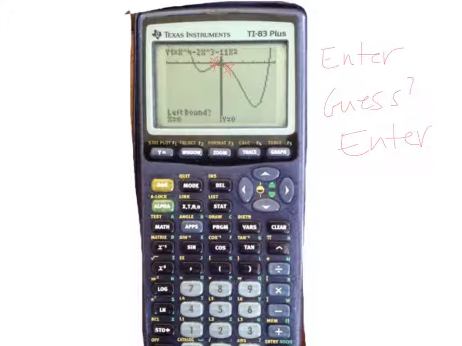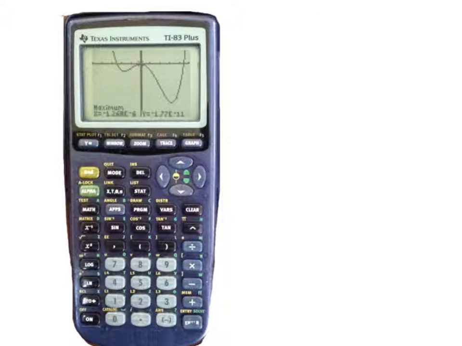To the right of the highest point, enter. Guess, enter. And it gives us a maximum that looks like this with these E's in it. On the graphing calculator, when you see an E, that means scientific notation. So for this one, where it says x equals negative 1.268 e negative 6, it means negative 1.268 times 10 to the negative 6.